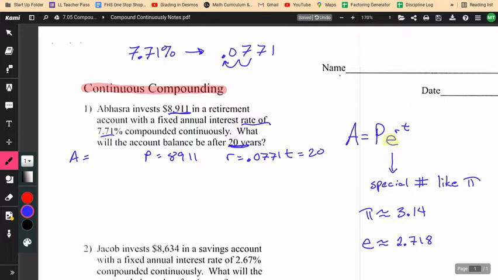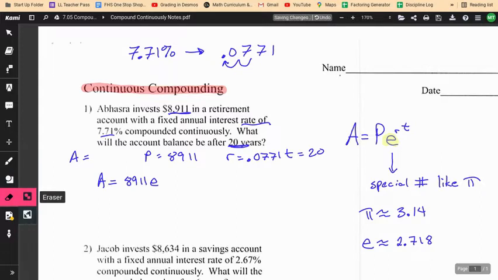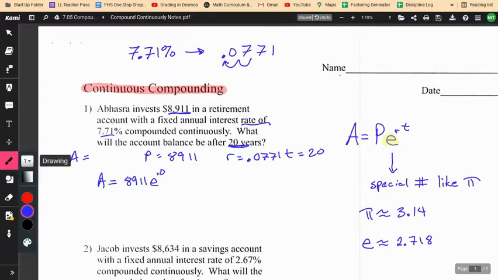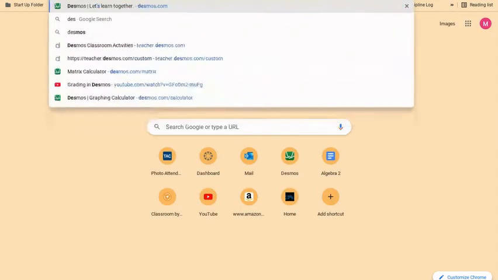And so again, I simply plug in. I don't know my final amount. My initial investment was 8,911 times E raised to the power of the rate, which is 0.0771 times the time, which is 20. And then we're going to find what that is estimated to be. So the first way we're going to do that is with Desmos.